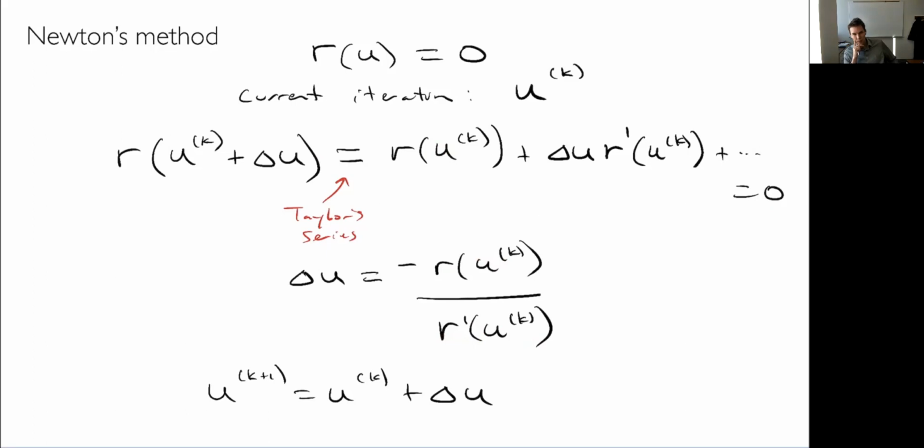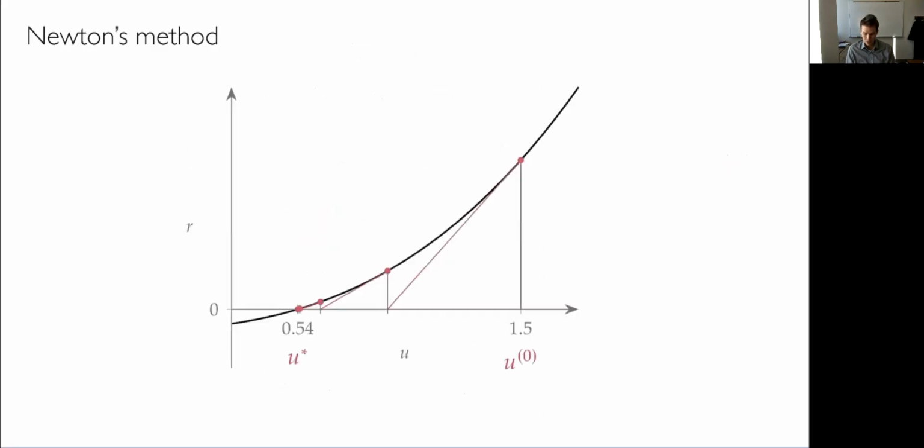Let's just see an example of this to remind you. So again, if this was only a linear equation, then this would work perfectly. But for a general equation, we truncated a bunch of terms. And so this isn't going to get me there in one step, but it's going to give me a pretty good guess. And I'm going to iterate through this until I satisfy some convergence criteria. Maybe that delta U becomes really small. So here's an example of this.